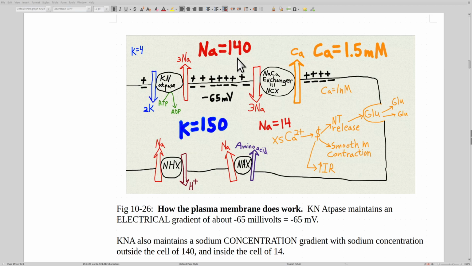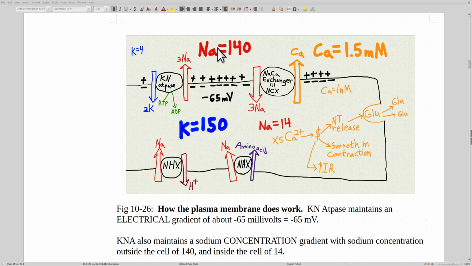So basically, the concentration of sodium is about 10 times higher in the extracellular matrix than it is inside the cell. In the cell cytoplasm, it's about 14. In the extracellular matrix, about 140. So that's 10 times higher out there. So what that means is there's a chemical concentration gradient of sodium, and it energetically wants to come into the cell. There's also a charge gradient, an electrical gradient of negative 65 millivolts across this plasma membrane.